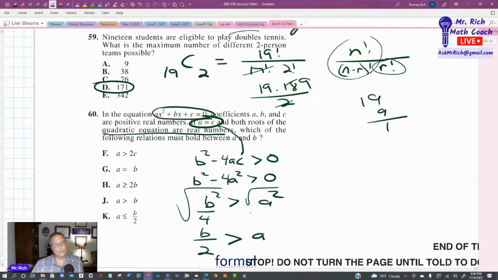or equal to. Oh yeah, it could be 0, right? Because I still would have 2 roots. They would be the same root, but they'd be the same. So yeah, it's A is less than or equal to B over 2. That one. All right, we're done with that, students.